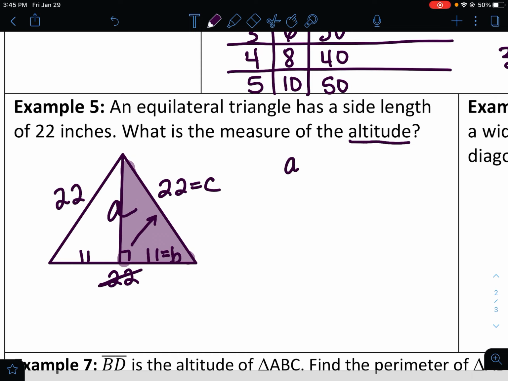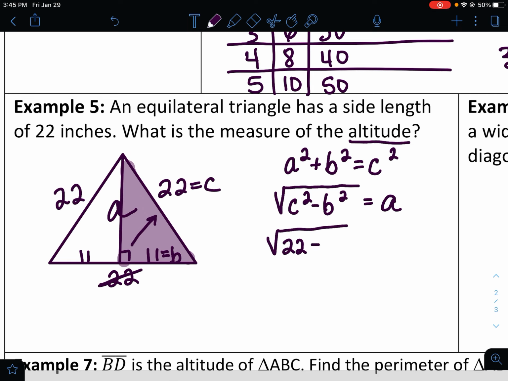So we have a squared plus b squared equals c squared. Since we know what c is, we can take the little shortcut that I was telling you about earlier and do c squared minus b squared. We're looking for a, so that's going to be the one that hangs out by itself. So that'll be 22 squared minus 11 squared, and that's going to equal a. I'm going to just do this on my calculator over here so I can go a little faster. And we get 19.1 for a. So the altitude here is 19.1.